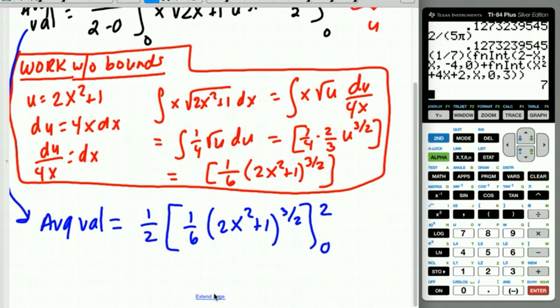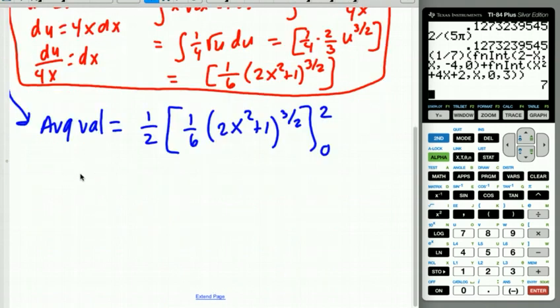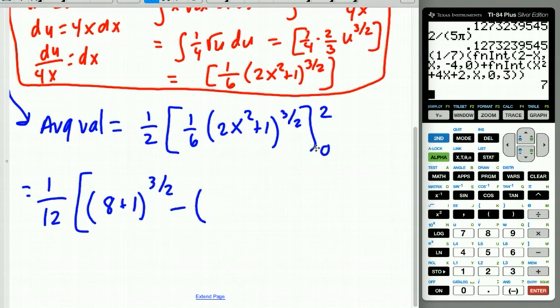We can go ahead and plug in and do that, right? So when I plug in, if I were you, I would yank the 1/6 out. I'd make this a 1/12. I think it's going to make your life a lot easier because that 1/6 could be factored out of here. So I'm going to get that that's a 1/12. When I plug in the 2, right, I'm going to get 2 times 4, which is 8 plus 1, so that's going to be 8 plus 1 to the 3/2, right? Minus, when I plug in the 0, I'm going to get 1 to the 3/2. Notice that that's not a 0 this time because there's a 1 in there.